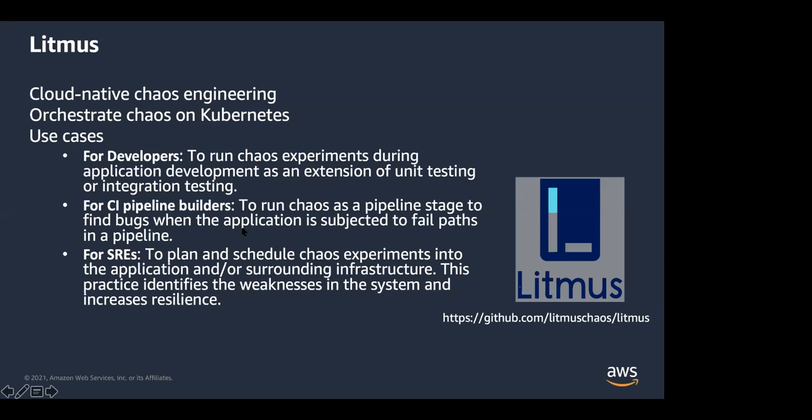There's a CI pipeline for builders that lets you run it as a pipeline stage to find bugs when the application is subject to failure in a pipeline. And then for SREs, site reliability engineers, it allows you to plan and schedule chaos experiments into the application and surrounding infrastructure. And this practice will identify the weaknesses in the system and increase your resiliency. Okay.